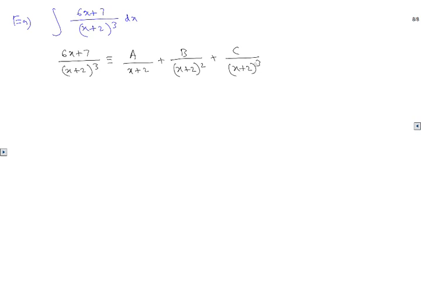Now we're going to multiply both sides by x plus 2 cube. After you do that, you get 6x plus 7 identically equal to a, you have x plus 2 squared, because of the cube there's only one term cancelled, so you get a squared term here, and then b times x plus 2, and then c, we don't get any terms there.